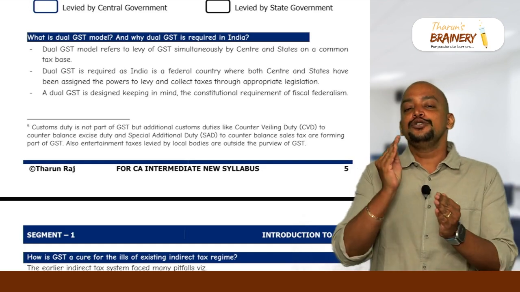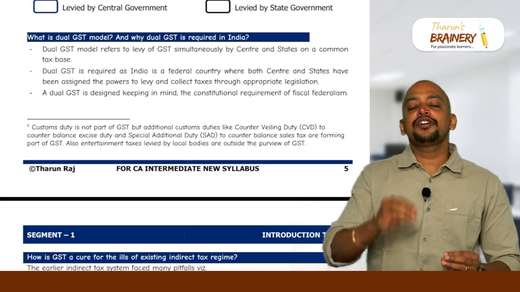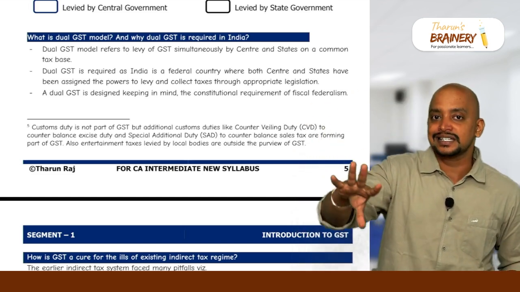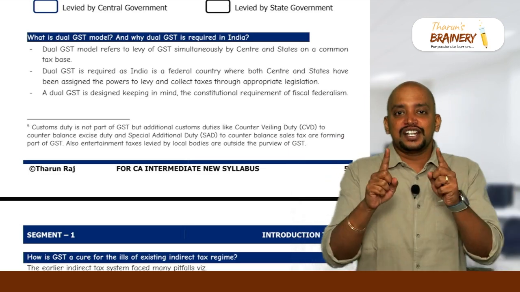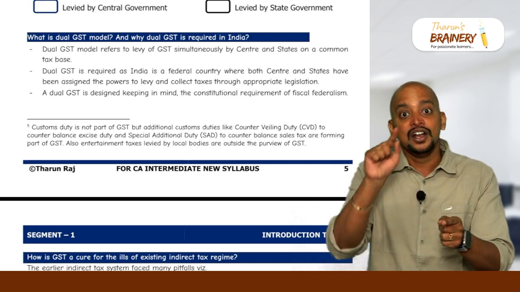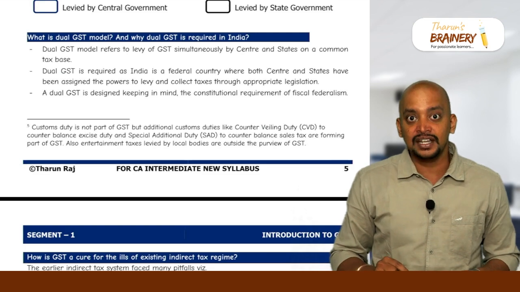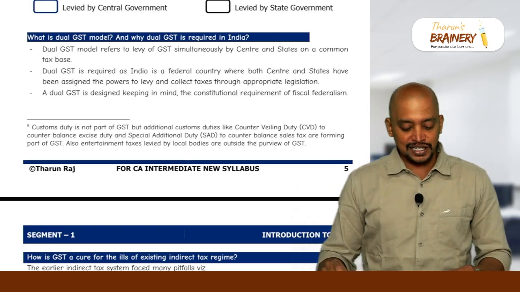For example, you go to a restaurant, you ate food for 500 rupees. On that 500 rupees, 2.5% will be levied as CGST and 2.5% will be levied as SGST. So that is what? Common tax base is 500. On that 500 rupees, 2.5% central government will levy and 2.5% state government will levy. That is known as dual GST model.